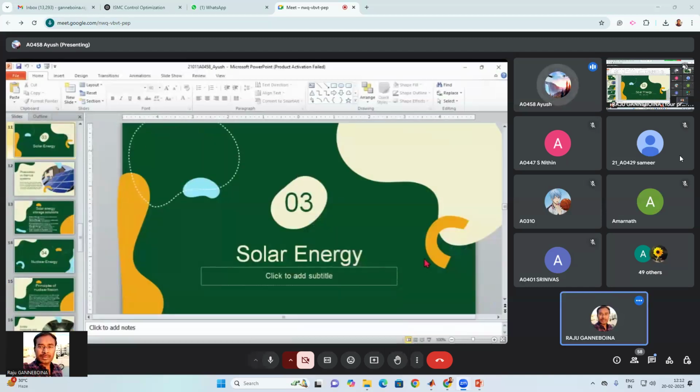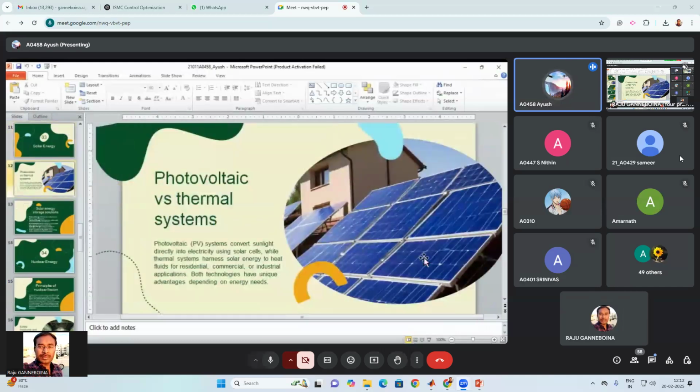Now coming on to solar energy. Solar energy, photovoltaic versus thermal systems. In this system, photovoltaic systems convert sunlight directly into electricity using solar cells, while a thermal system harnesses solar energy to heat fluids for residential, commercial, and industrial applications. Both technologies have advantages depending on energy needs.